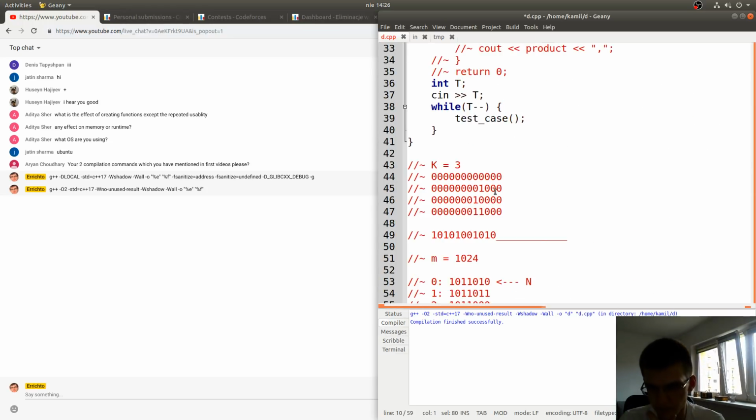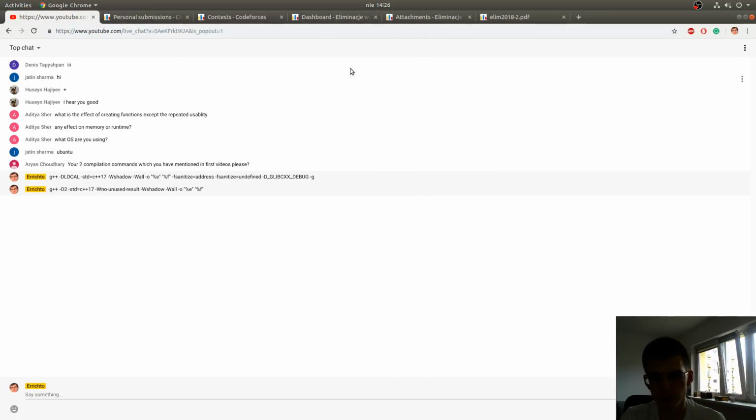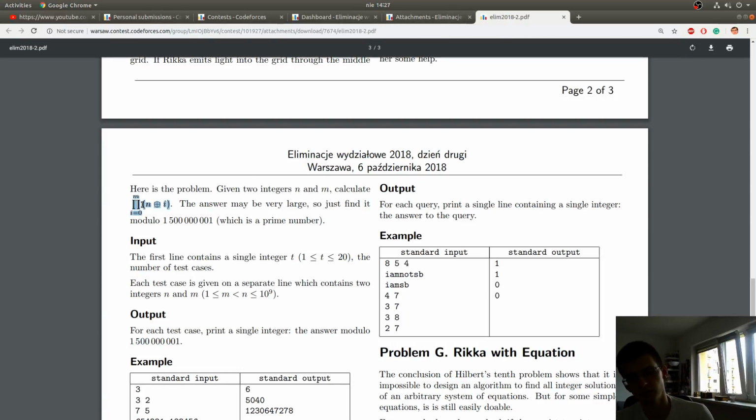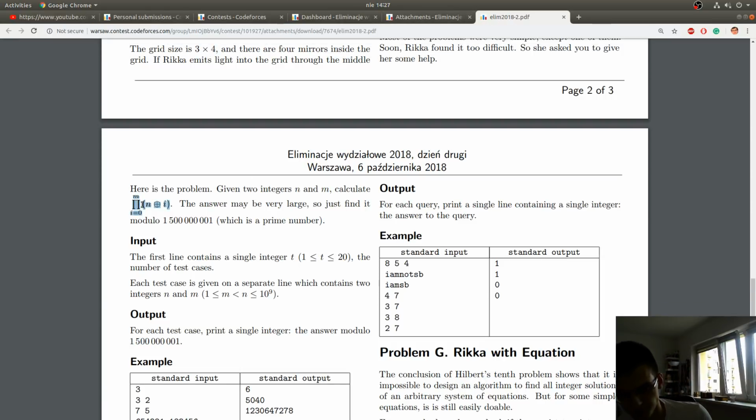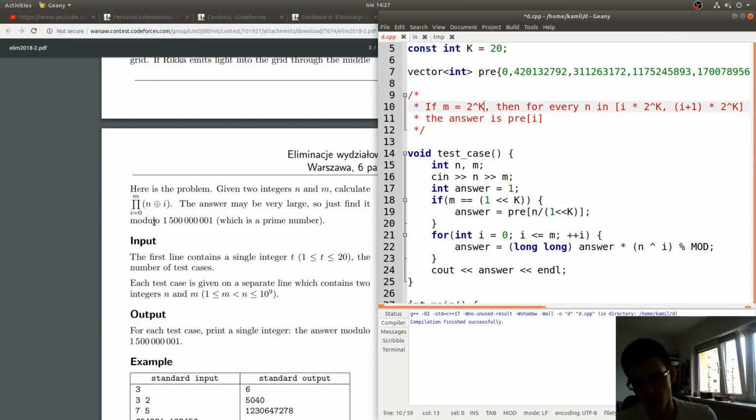Because we noticed here that no matter the last bits, so the value of n modulo 2 power k, so the last k bits, the answer for every n in that interval will be the same, because by the statement, by iterating over I from 0 to n, we find the product of all the values in some interval. One more issue here is that we iterate from 0 to m, not from 0 to m minus 1. So this is not true.